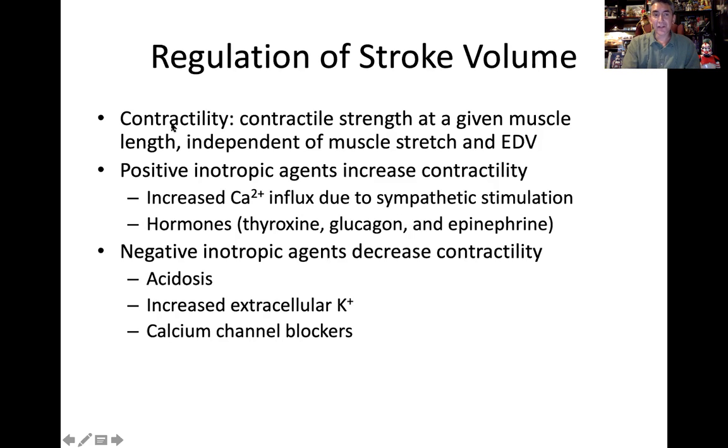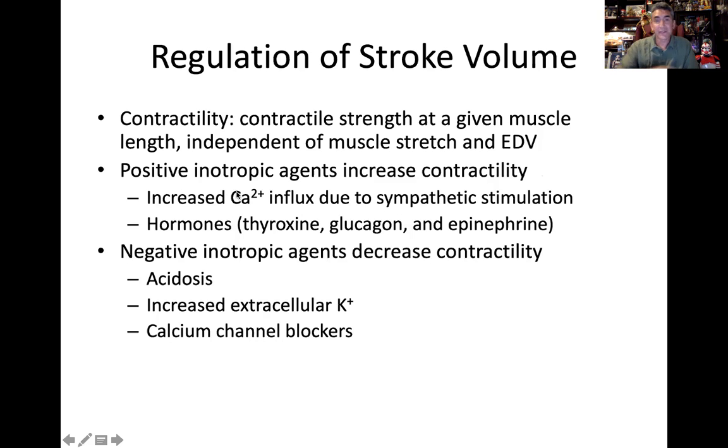Anything that has an impact on contractility, we call those inotropic agents. They can be positive. They can make the heart more contractile, more eager to contract, or they can be negative inotropic. They can make it less likely to contract. So positive inotropic agents increase contractility. It's like things that make you want to fight, make you want to get active, right? So they're kind of that idea.